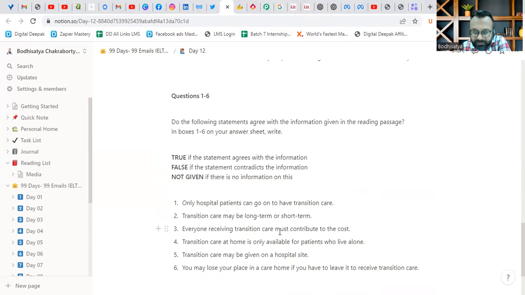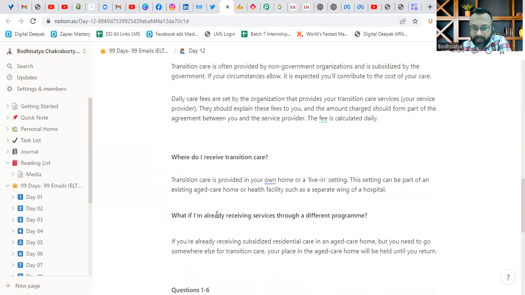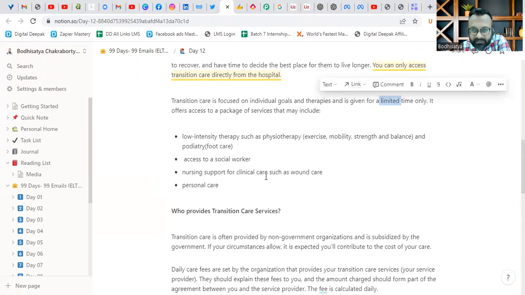Everyone receiving transition care must contribute to the cost. Everyone who is receiving transition care must be paying, must contribute to the cost. Now let us have a look at the statement over here.